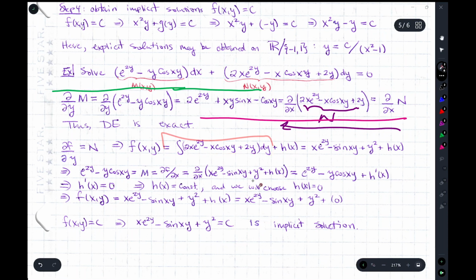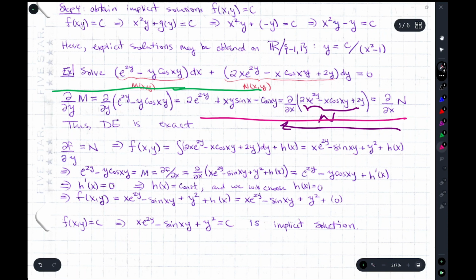h of x is the quote constant of integration with respect to y. And all we do here is just hold x like a constant and just integrate with respect to y. This actually is a pretty easy integral because x is constant. Okay, so nothing complicated. This is just like cosine of some constant times y. We do that, and we get this here.